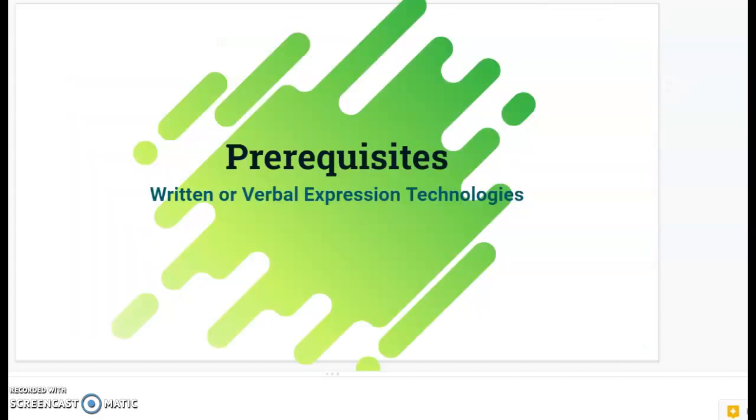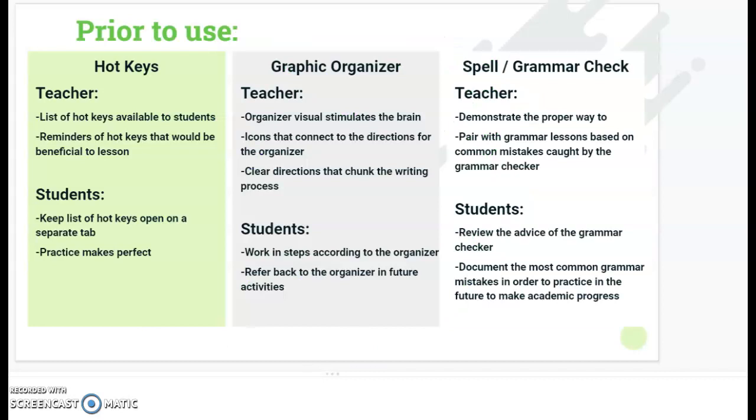All right, prerequisites. So as far as hotkeys, prerequisites for the teacher: you need to create a list of hotkeys available to the students, and you need to remind the students where it is available on a regular basis, and remind them which of the hotkeys would be most beneficial to the lesson that they're currently working on. Students need to know what the priority is for the lesson.